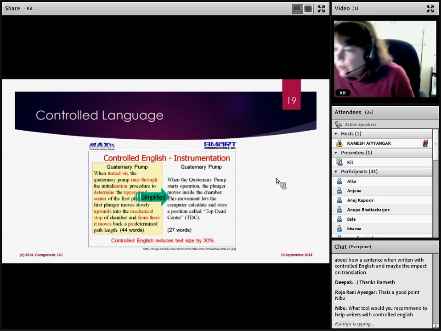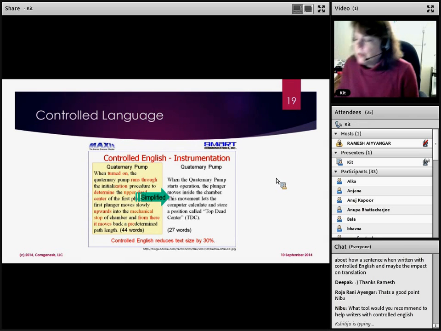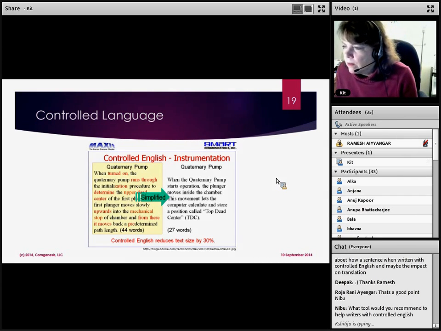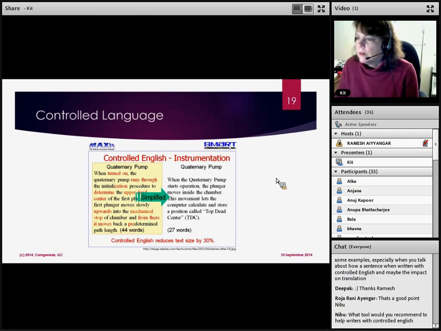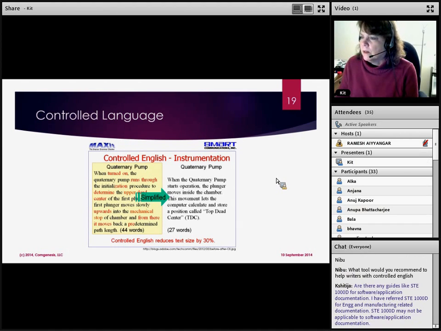I see that I can't read the name. Kishta? Kija? Are there any guides like ASD STE 100 for software documentation?